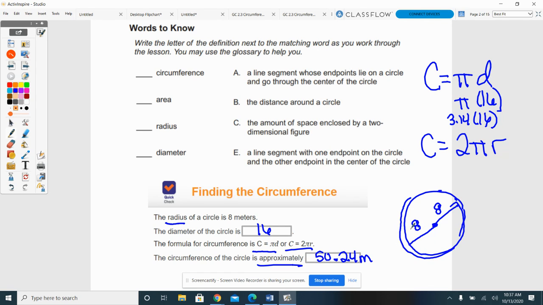And remember, it's just a regular unit because you could measure that with one of those flexi tapes if you wanted. What if you would have used the 8? It would have been 2 times 3.14 times 8. And all they did is rearrange things here because the 2 times 8 would be the 16. So either formula would work for you.